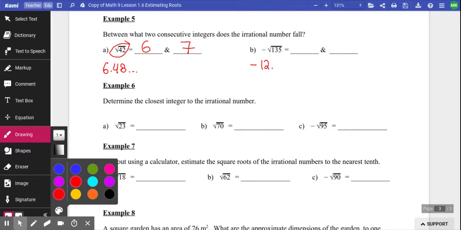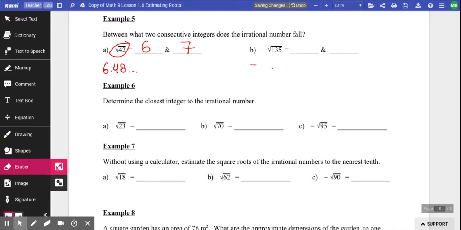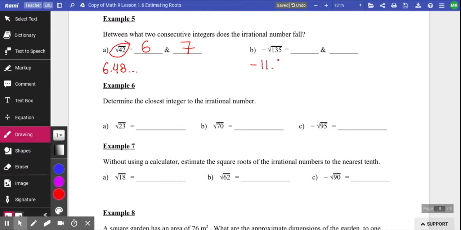Let's say 12 point, 11 point. Let's say it's 11.6. Therefore, it would fall in between negative 11 and negative 12. That'd be the estimate of it.